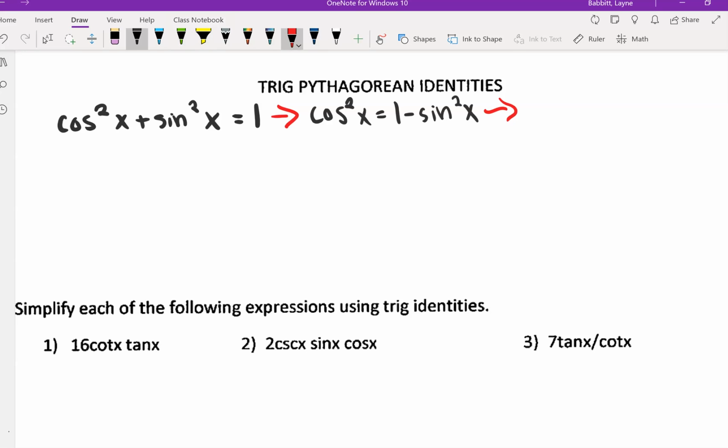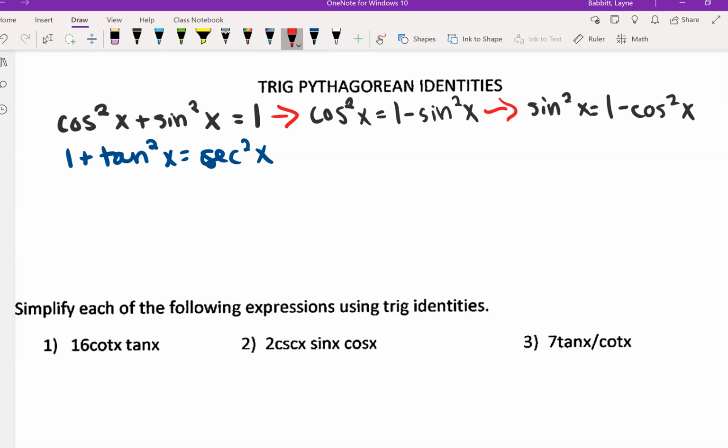And then that is also the same as sine squared x is equal to 1 minus cosine squared x, which also can be found from this if I just subtract cosine squared x from both sides. So those are all very closely related. It's another variation on the Pythagorean identity. It's 1 plus tangent squared x equals secant squared x. And then we're going to do a bunch of variations on that as well.